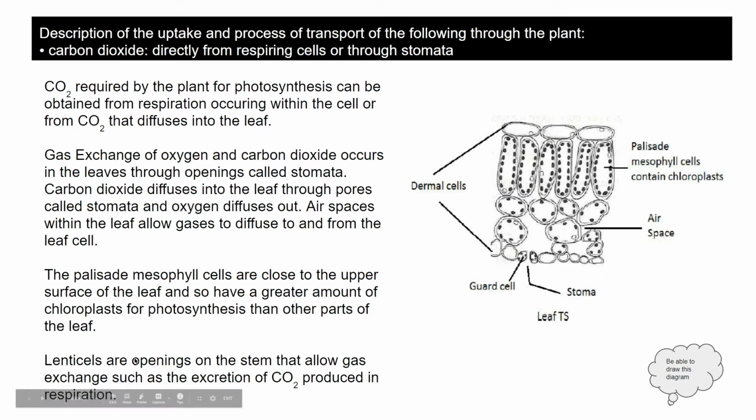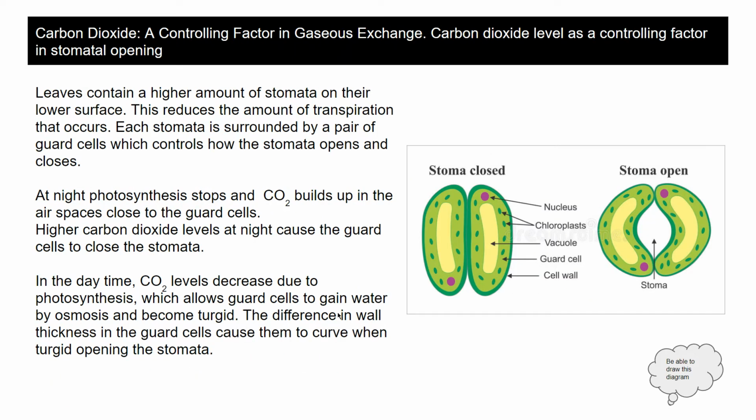Just to mention lenticels here at the bottom, these are the openings on stems for gas exchange. Now, a stem, even though it may not be photosynthesizing, is still respiring. It still needs to get rid of a waste gas in respiration called carbon dioxide. So lenticels are openings on the stem that will allow gas exchange to happen.